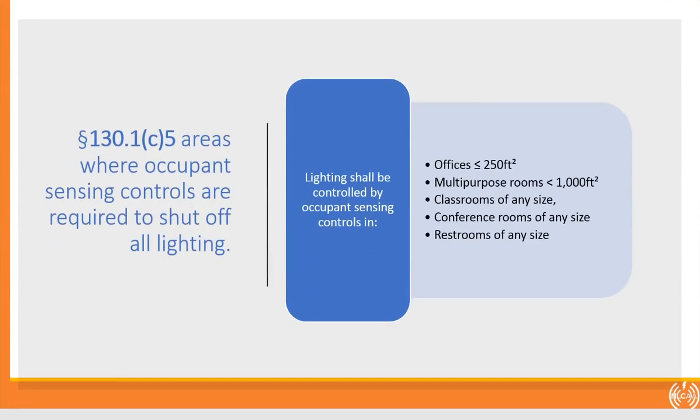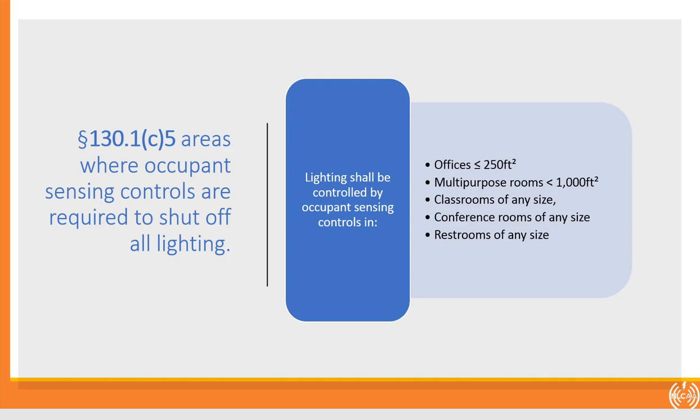All right, so 130.1 C5, we're talking about occupancy sensing controls that are required to shut off all lighting for these types of spaces. These types of spaces will apply to your offices equal to and under 250 square foot, multi-purpose rooms under 1,000 square foot, classrooms of any size, conference rooms of any size, and also new for 2019 code, restrooms of any size.